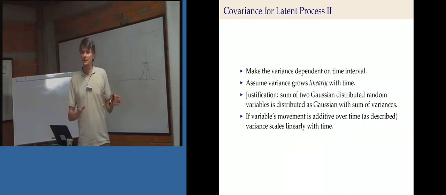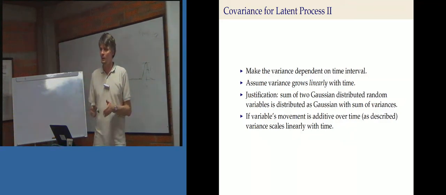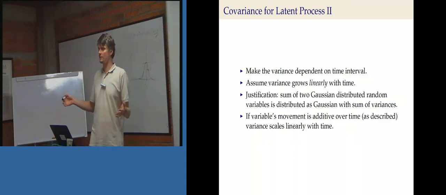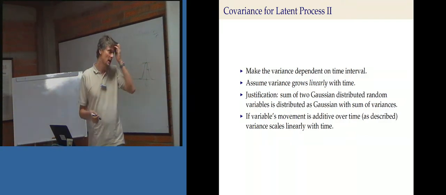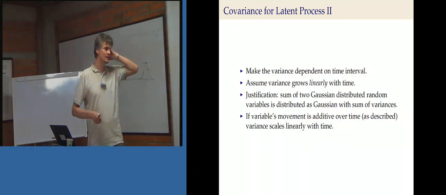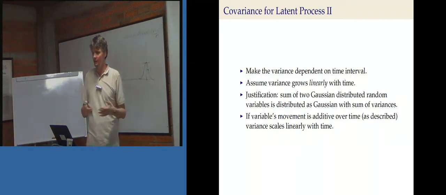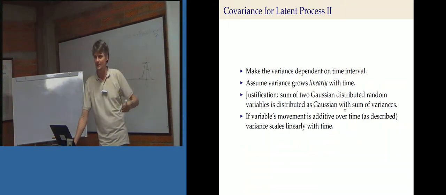Now, what I want to do is turn this into a process, because that's a discrete time setup. So, this is our covariance over discrete times. But typically with Gaussian processes, we want to know what this would be over continuous times. And the way we're going to do that is we're going to assume that that variance grows linearly with time. I mean, you can prove that it would, but we'll just assume it does. And the reason for that is that the sum of two Gaussian distributed random variables is distributed as a Gaussian with the sum of the variances. So that implies variance grows linearly with time.